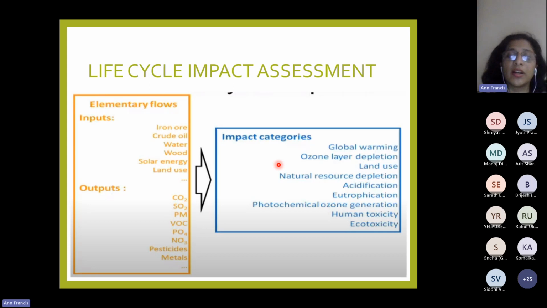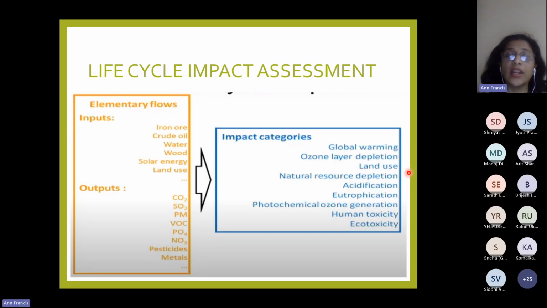But if we go with methods like ReCiPe, there they bring out different impact categories. So global warming would just become one impact category. That is the beauty of LCA. LCA is not just about global warming. It can also tell you, because of the bulb that you are producing, the impact on ozone layer depletion is so much, or the impact on land use.